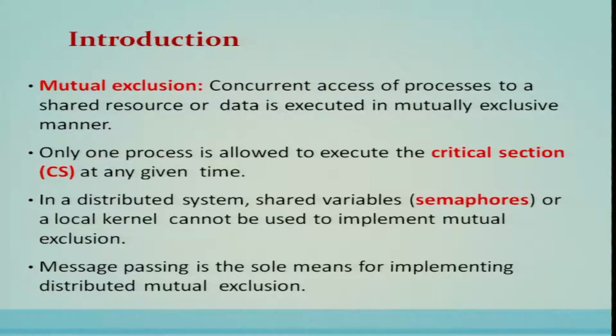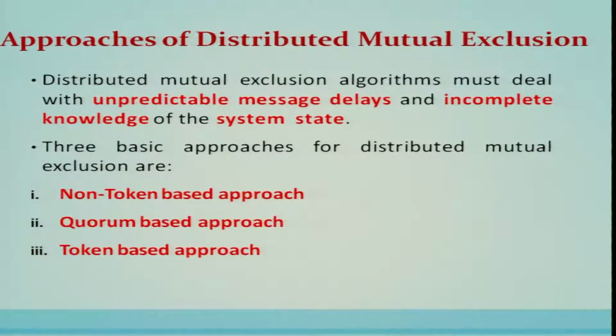So, we are going to see that only one process is allowed to execute the critical section at any given time. In a distributed system, the existence of semaphores or shared variables and a local kernel cannot be used to implement mutual exclusion. Hence, we are going to discuss how distributed mutual exclusion is implemented with message passing only. Message passing is the sole means for implementing distributed mutual exclusion.